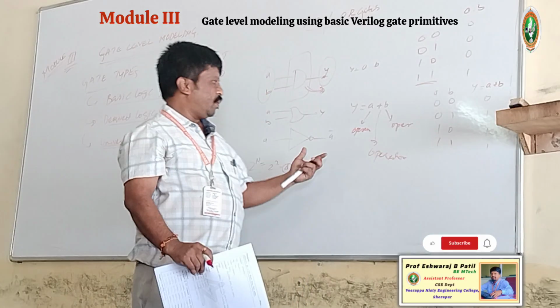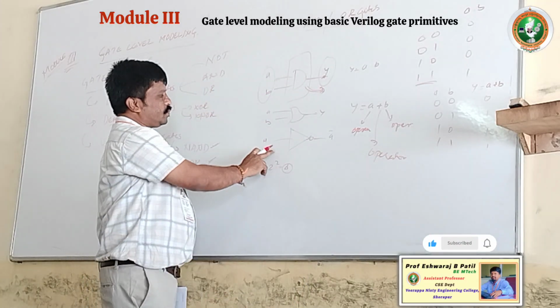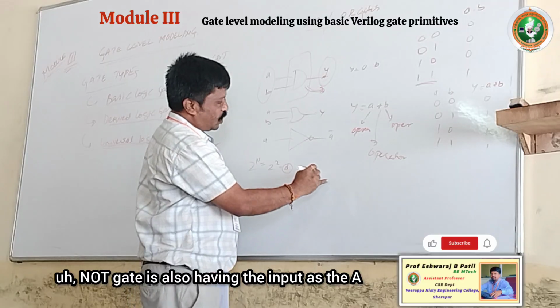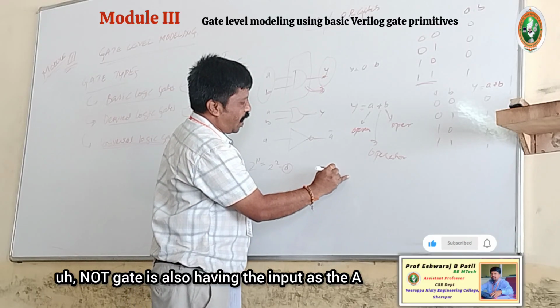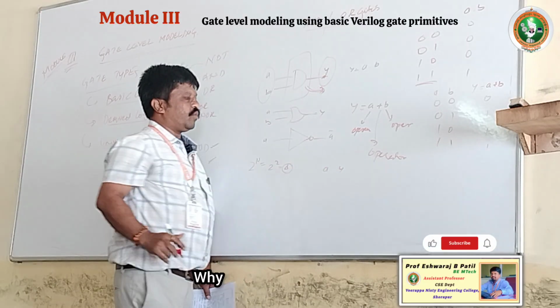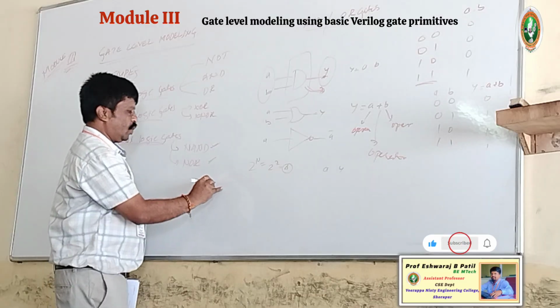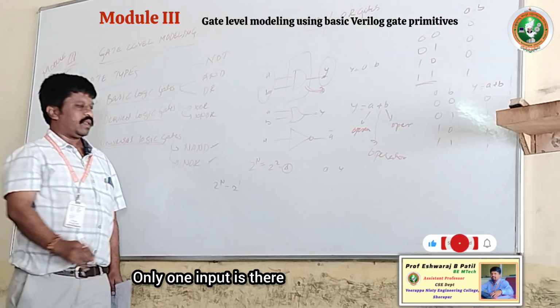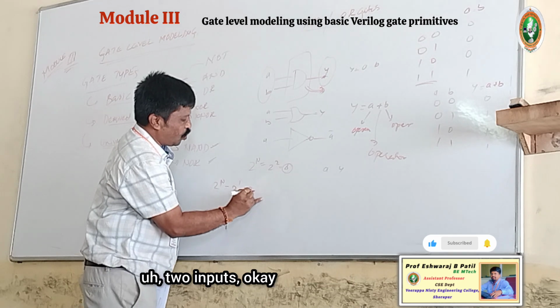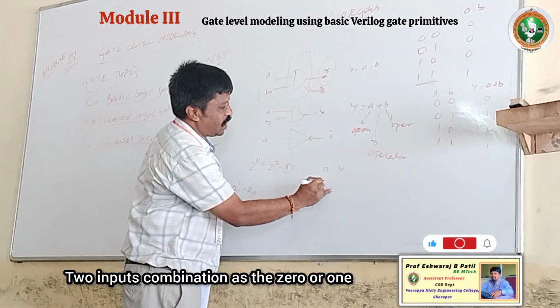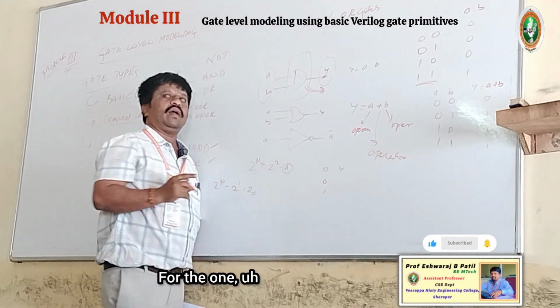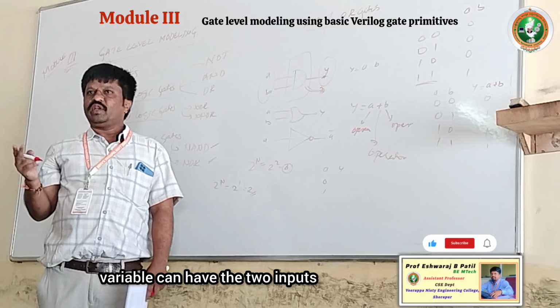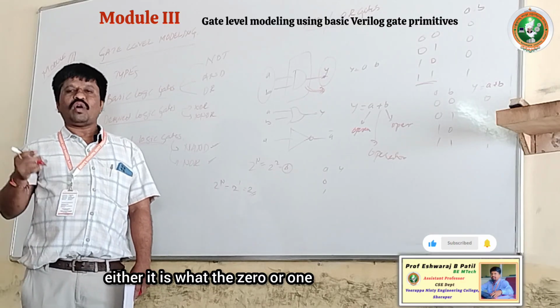Similarly the NOT gate has input A and output Y. 2 to the power of n, how many inputs are there? Only one input. So 2 to the power of 1 gives two input combinations, 0 or 1. One variable can have two values, either 0 or 1.